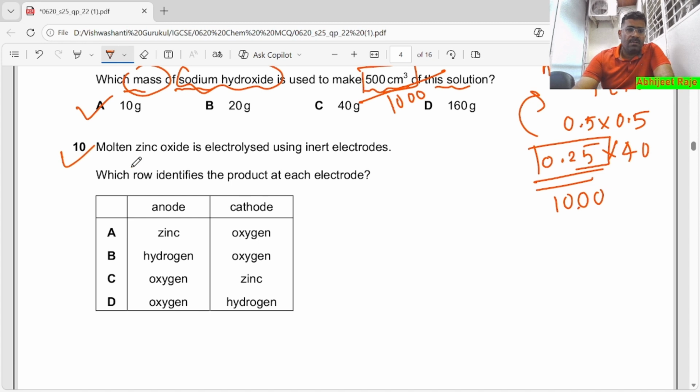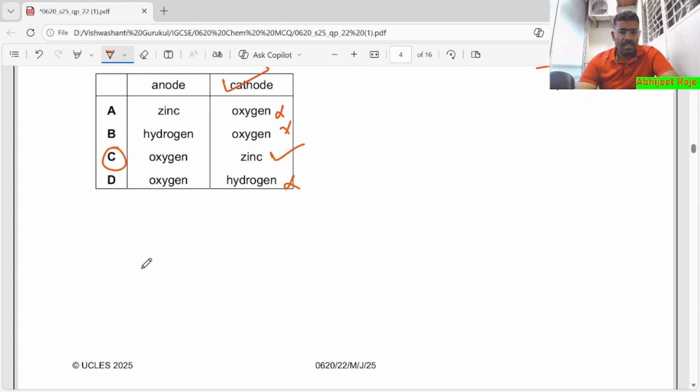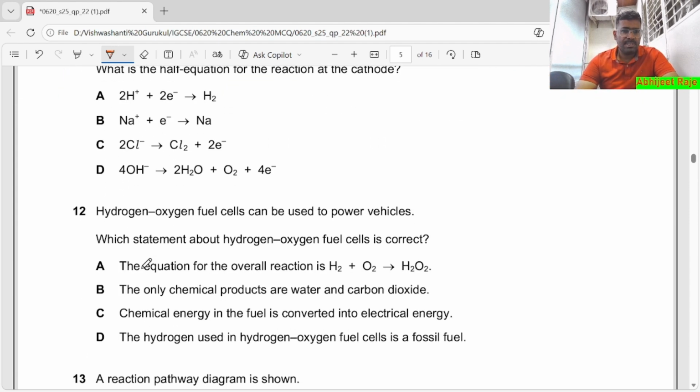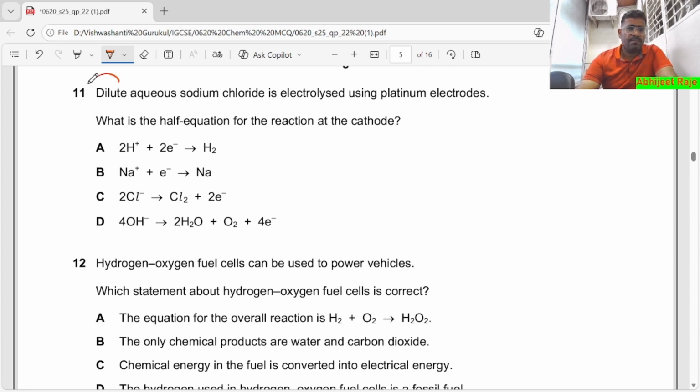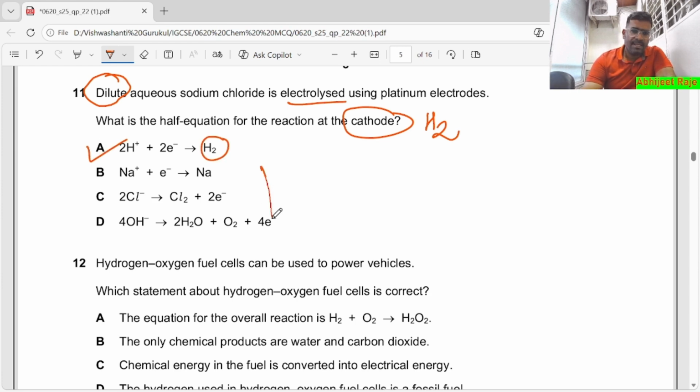Second question, molten zinc oxide is electrolyzed using inert electrodes. Always remember, whenever we use a molten compound, at the cathode we get a metal. Where do you see a metal? No metal, no metal, metal. See, very simple. Next, question number 11. It is always based on electrolysis. Yes. Dilute aqueous solution. Always remember, whenever we use a dilute solution, always hydrogen gas. So where is your hydrogen gas? Yes, option A. Forget this.